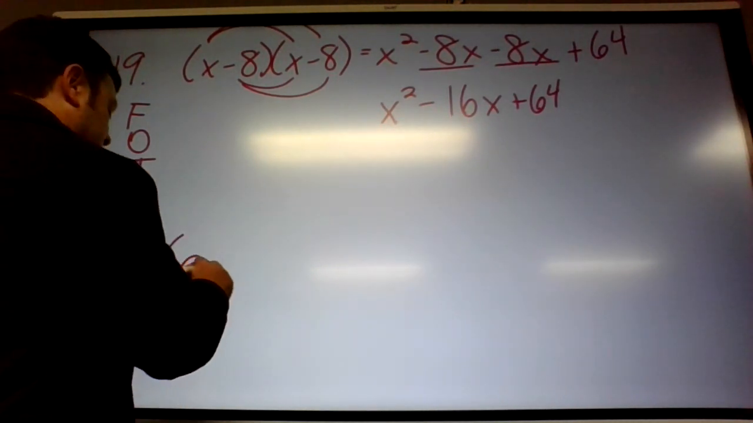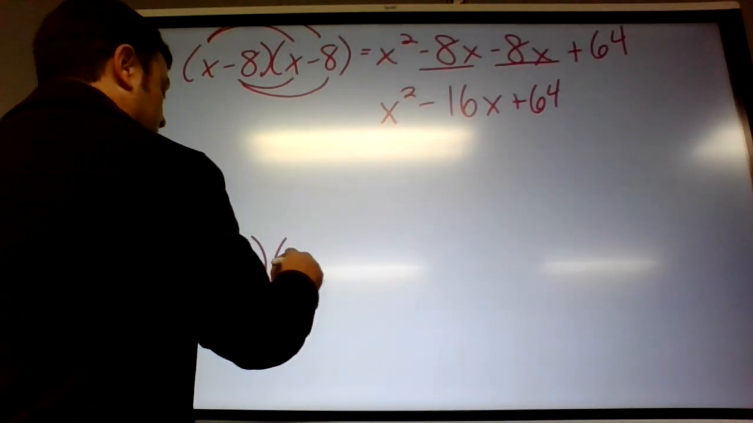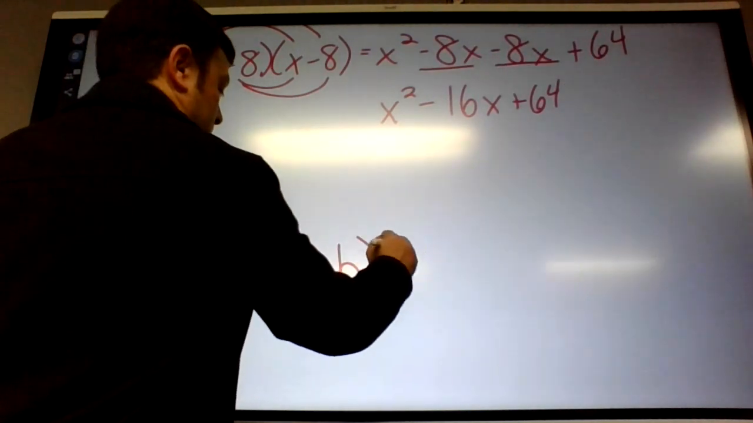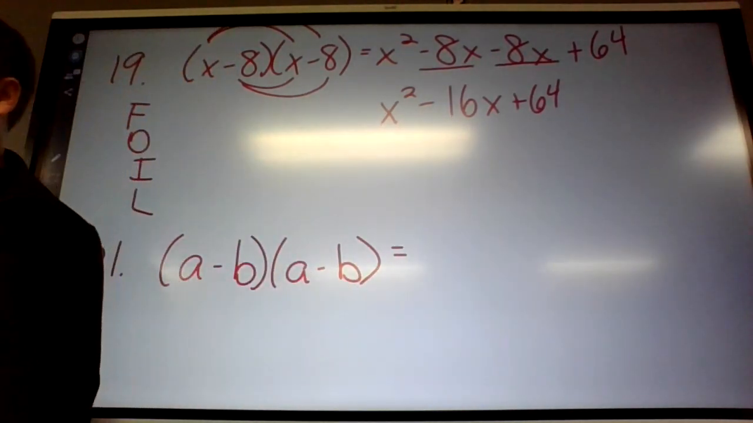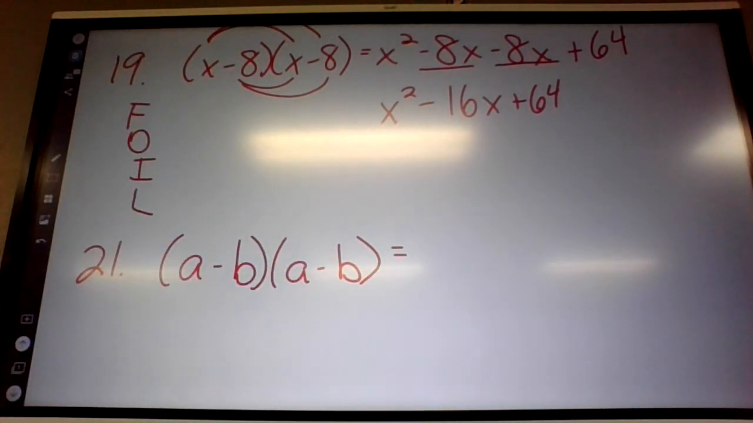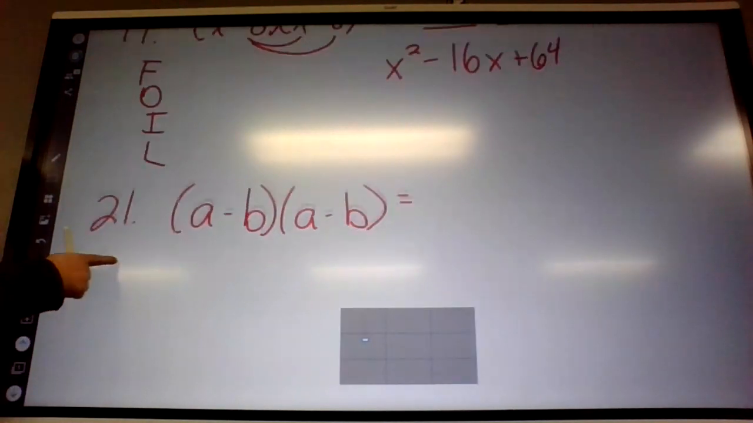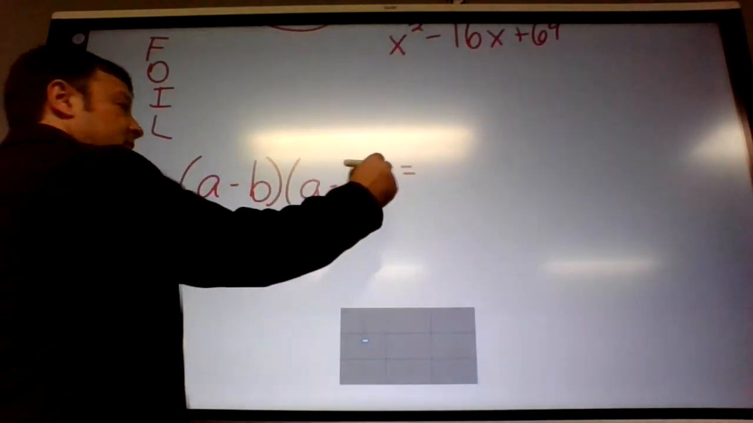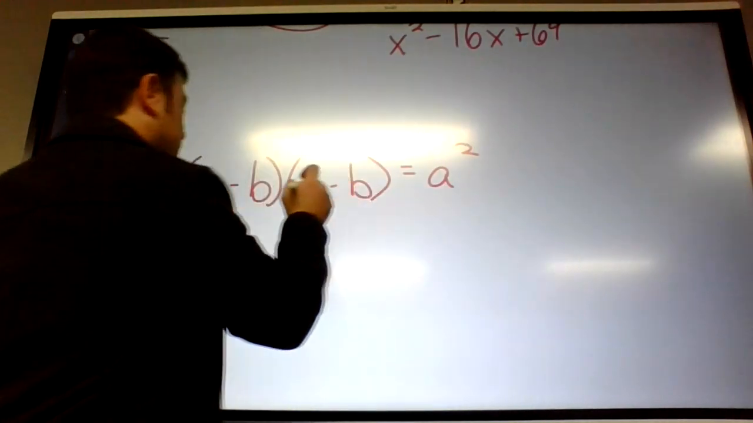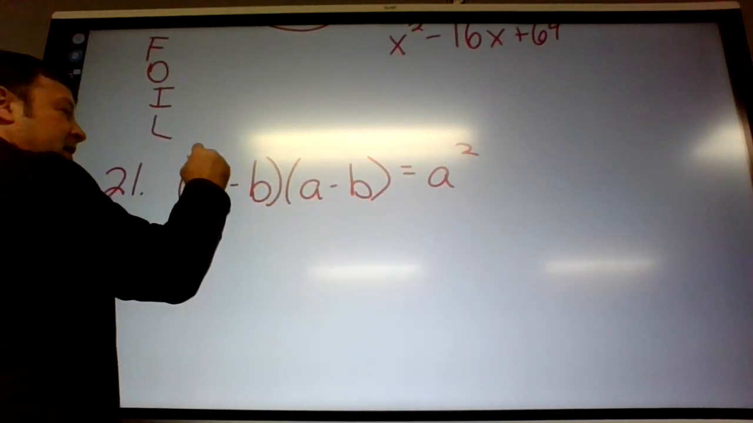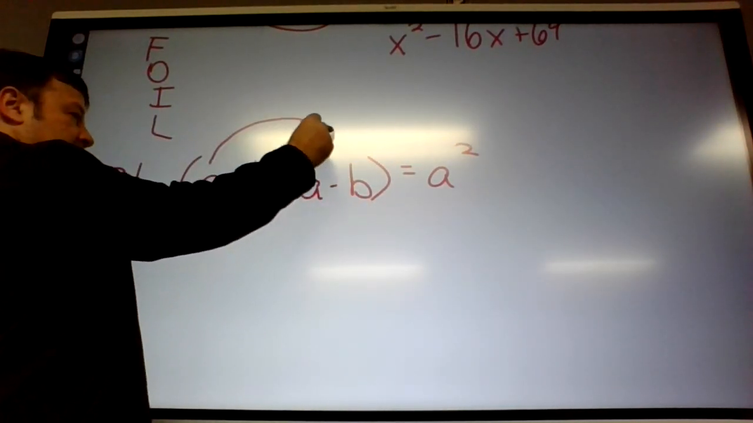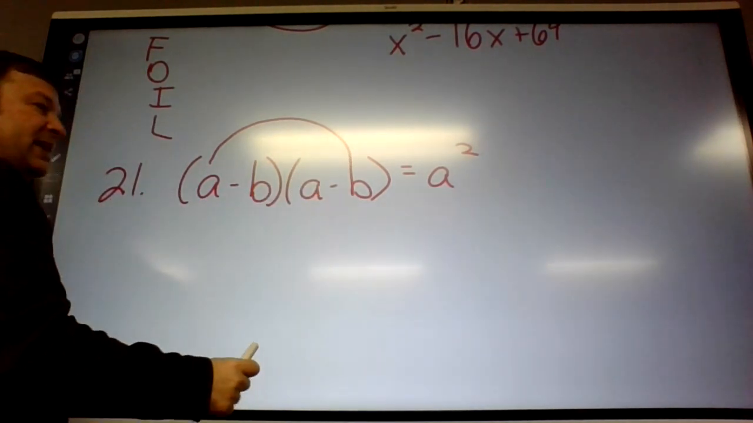A minus B. Oh no, no numbers. Time to panic. Leah, what is gonna come first? A squared? Yes. That's true. Okay, and then the outside would be A times negative B.